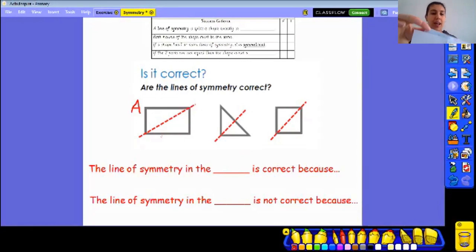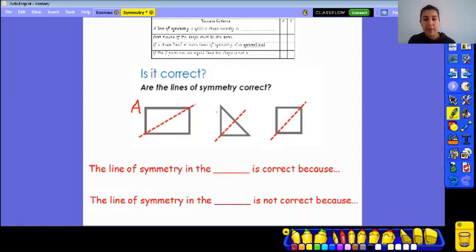You can see here, I've got my sticky out bits. Here it's sticking out as well. So the line of symmetry in the rectangle is not correct because if I folded my shape along that line, the two halves would not match up. They would not be exactly the same.